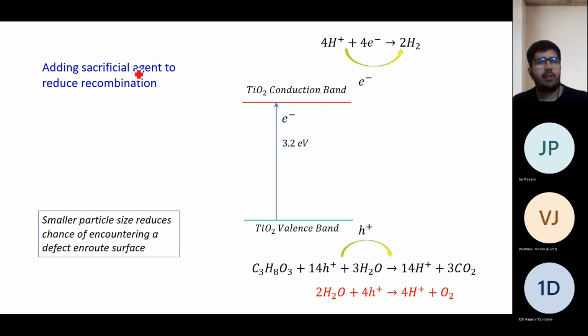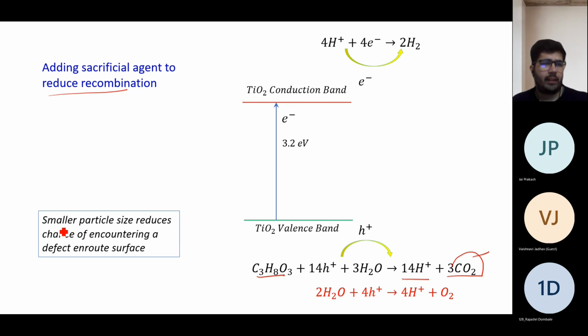We can add some sacrificial agent to reduce recombination, like glycerol, C3H8O3. This will take part in the reaction and reduce the reverse reaction rate, because it will generate CO2 and 14 H plus. It will not generate O2, because if O2 and H2 are there, they will try to recombine. This H plus again reacts with the electrons and generates hydrogen. So here you can see that O2 is not generated directly.